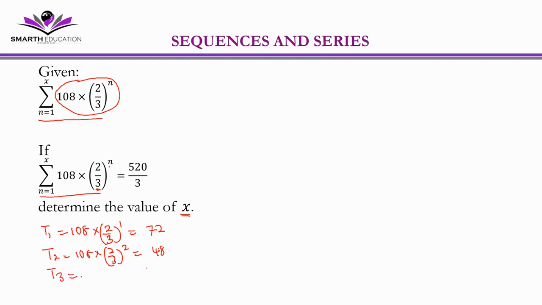Or you can even find your T3, which is 108 times 2 over 3 cubed, equal to 32. Then 32 divided by 48, and 48 divided by 72, you see that this is equal to 2 over 3, which is the R. Now let's use the geometric series formula.